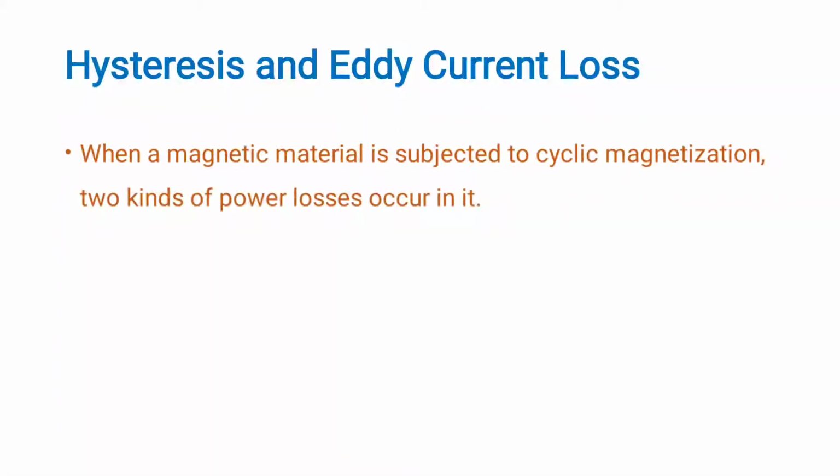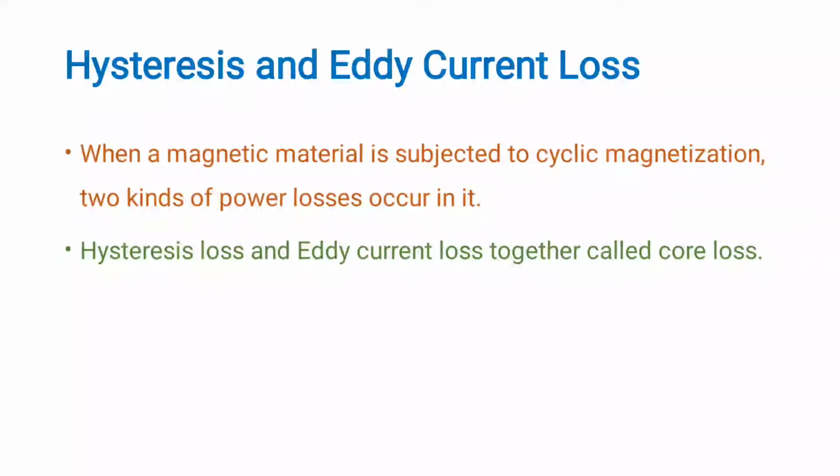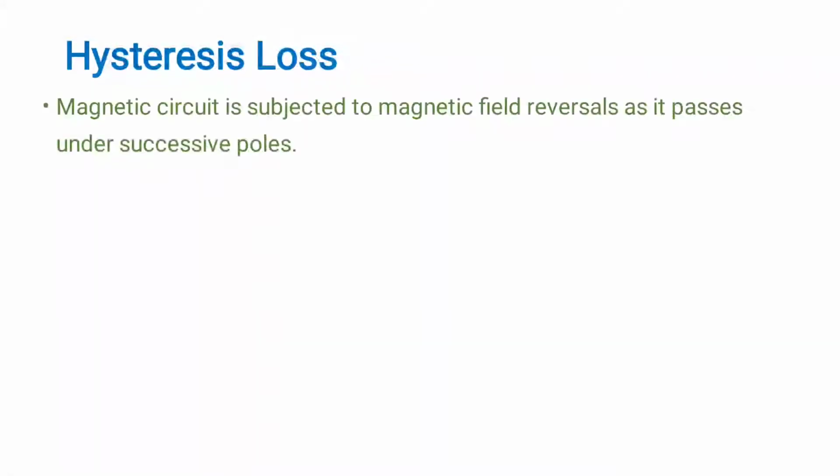In this video we'll see some very important terms and topics that cover the losses defining your magnetic circuit. The two important losses in the magnetic circuit are hysteresis loss and eddy current loss. When a magnetic material is subjected to cyclic magnetization, two kinds of power losses occur in it. Hysteresis loss and eddy current loss together are called core loss. First we'll see what hysteresis loss is.